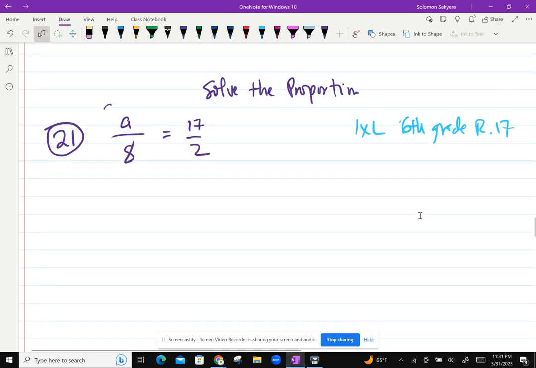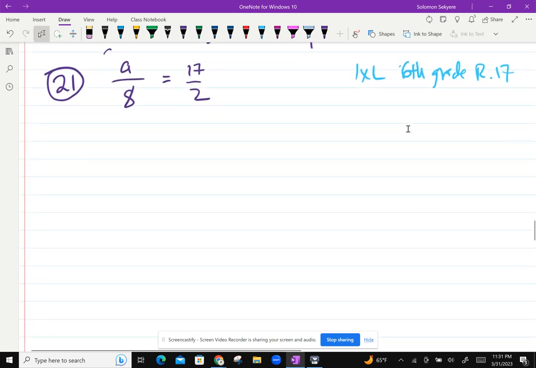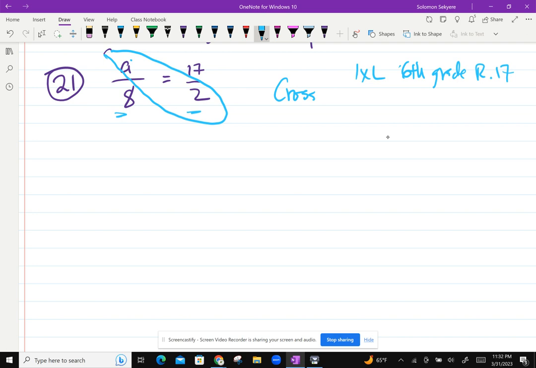All right, solve the proportion. Let's do this one here. Okay, you have a fraction on the left, one fraction on the right. What comes to mind? Cross multiply. How do we do cross multiplication? You see your letter, that's your variable. I'm going to do that branch first. The butterfly, I do that first.